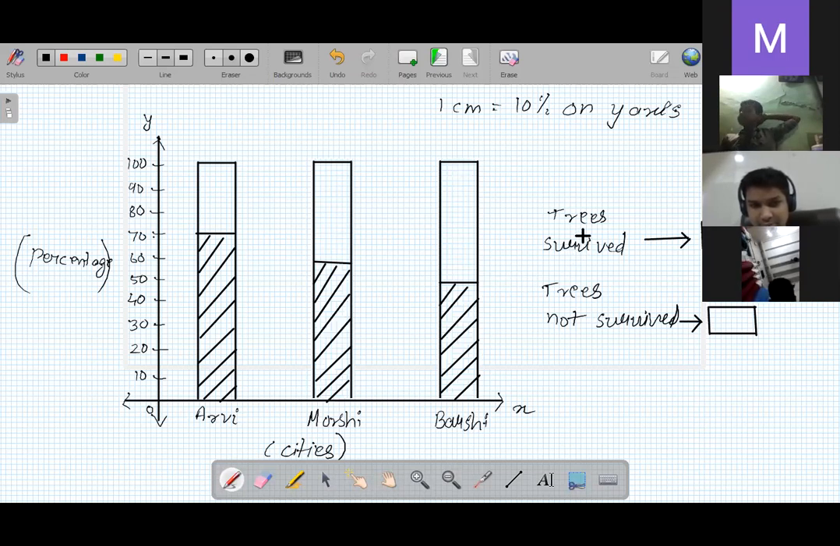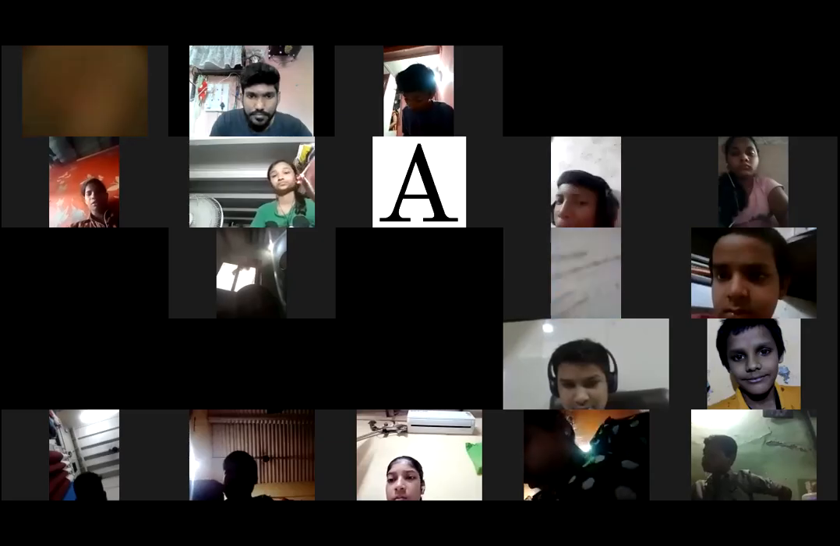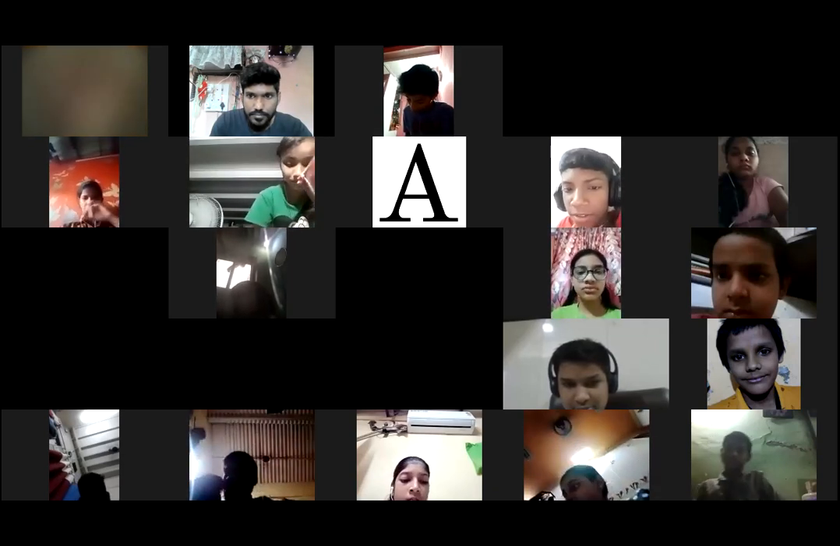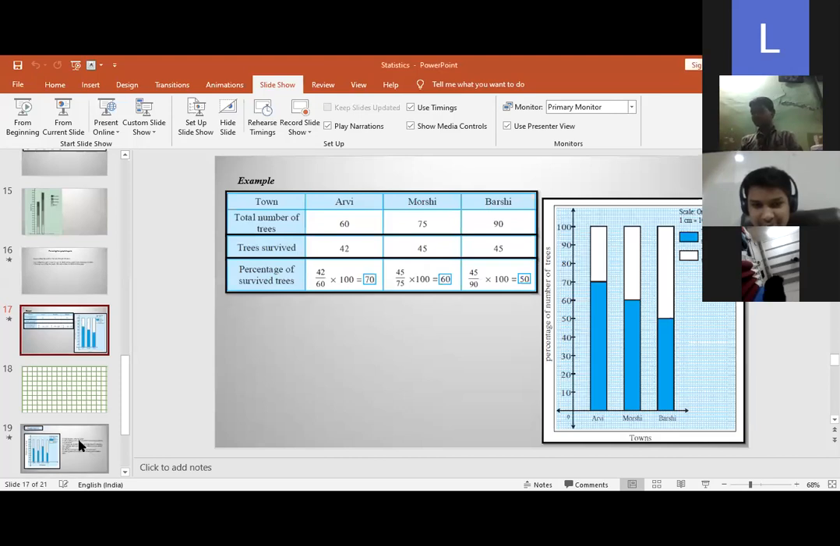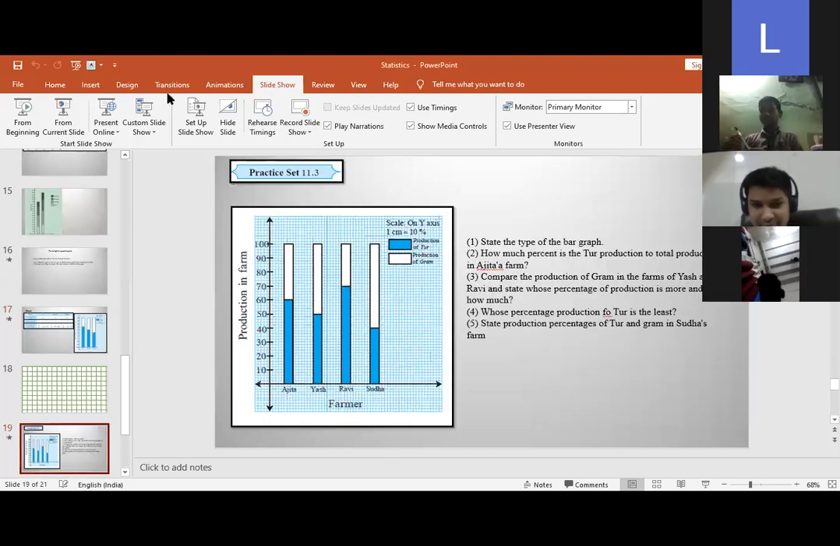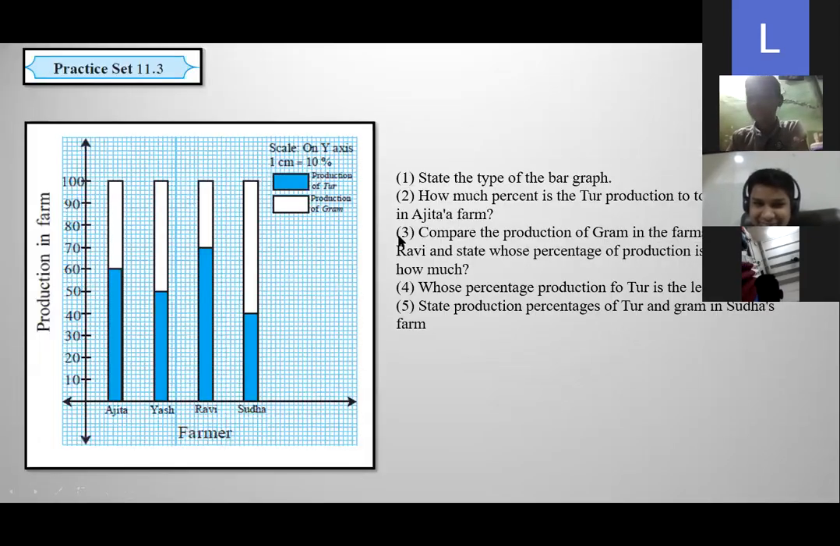Should I move to the next question? Yes. Okay, so this will do the exercise. Practice set 11.3, first one. First question: state the type of bar graph. Looking at the bar graph, can you tell me what type of bar graph it will be?